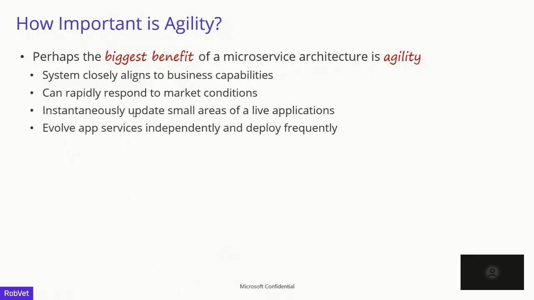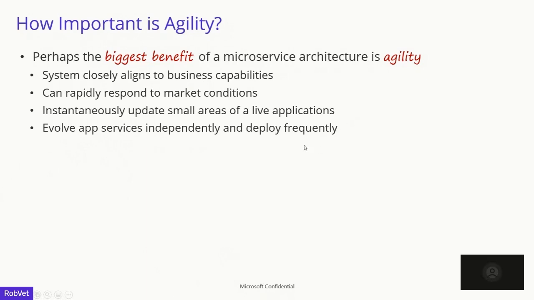without taking the application down. I'm not waiting until the end of the month, end of the quarter. I can make that change now, and I can even roll that change out. I have 15 instances, and I'm making those changes one at a time, so that my application remains in production, it remains live. And again, I can evolve my services independently, and I can deploy them frequently.